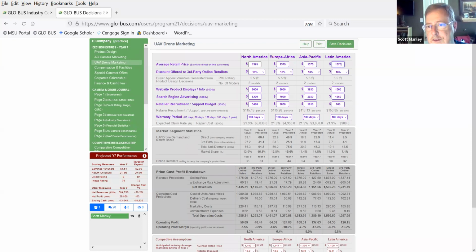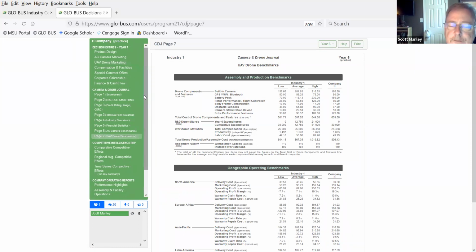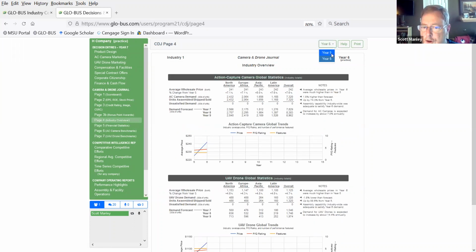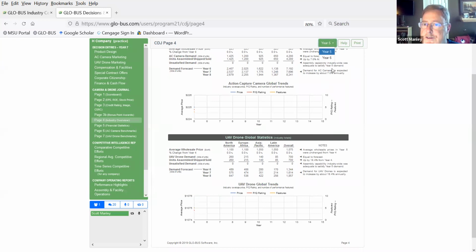It's a problem when I do that because we're going to be losing quite a bit of money in some of our markets. You can see the problem here: last year the drones were selling for an average price of $1,075, 1,100 in 2 markets, 1,050 in 2 markets. And the value rating of the product went down. It was $1,075 for the average price for a 4-star product. In year 6, the average price only went up to $1,125, but the PQ rating went up to 4.5 stars.